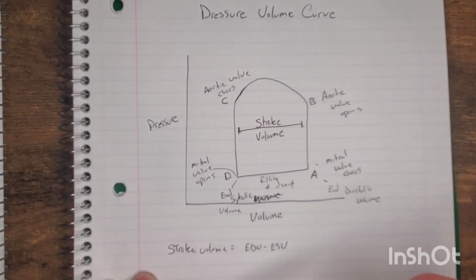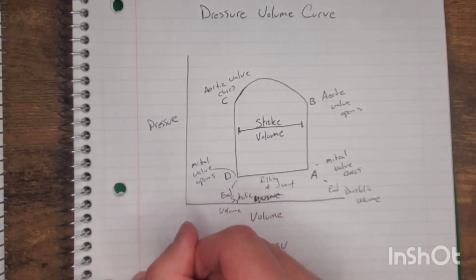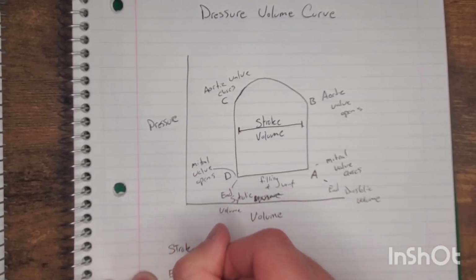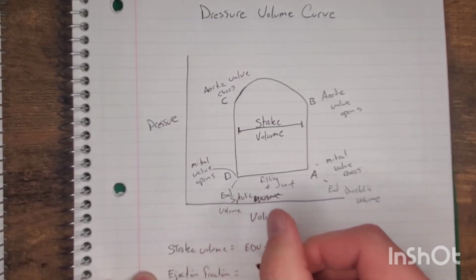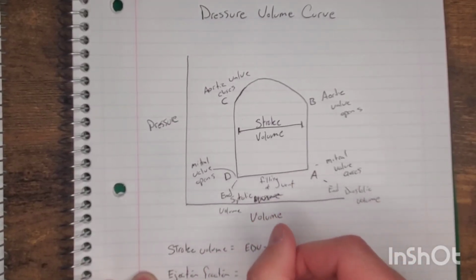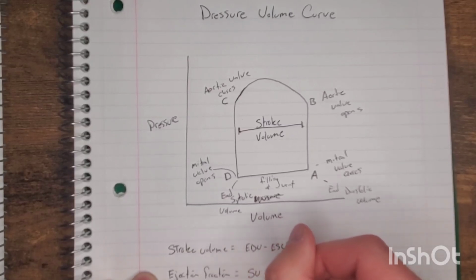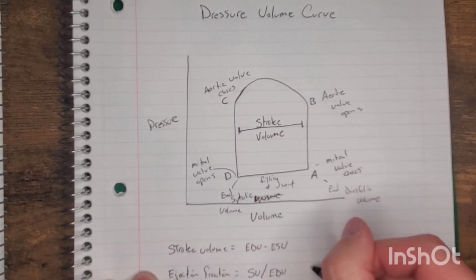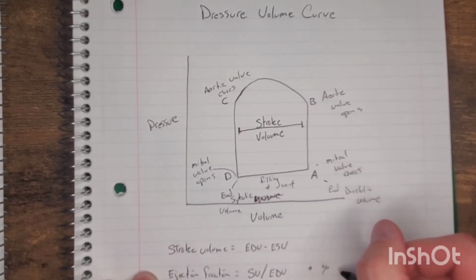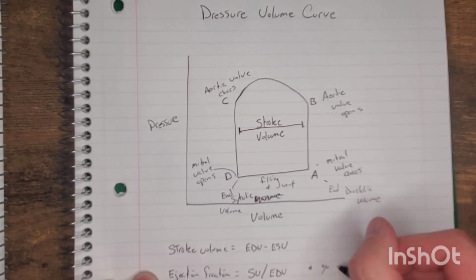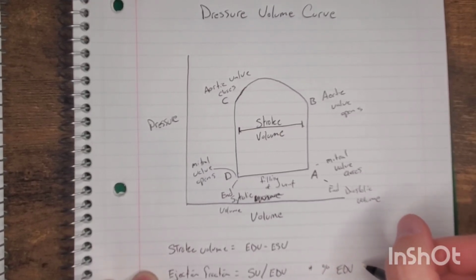From that, we can determine also the ejection fraction. Ejection fraction is going to equal the stroke volume divided by the end diastolic volume. And this is going to tell you the percent of end diastolic volume that is pumped out each heartbeat.